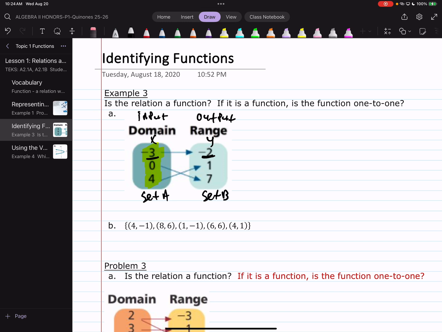Let's look at the next one. If I put in a 0 inside of Chat, I guess we're going to call functions Chat now. If I input 0 inside of Chat, what's going to come out? What's my output here? 7. Does anything else come out of Chat? No. So we're good so far. Last one, just to see. The number 4. If I put 4 into Chat, what's going to come out? 1. Does anything else come out instead of just 1? So my question to you is, is this a function? Yes. So this is a function.